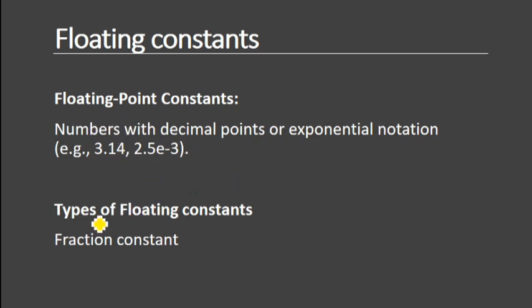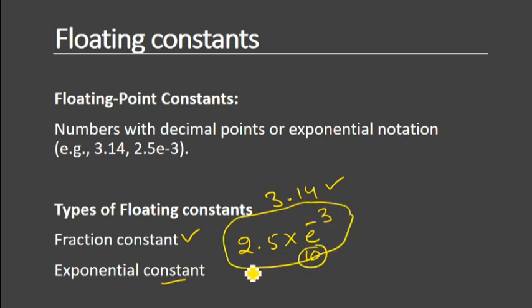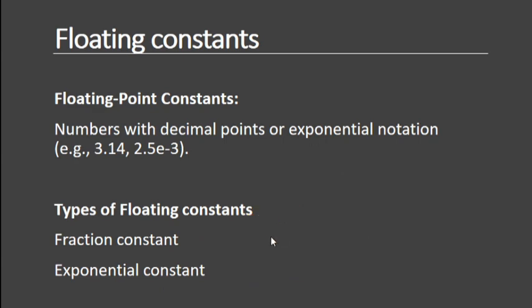So there are two types of floating point constants: fractional constant and exponential constant. For example, 2.5 into e to the power of minus 3. Here 3.14 is a fractional constant, and this is an exponential constant, right? So the base is 10 generally. If it is not mentioned, the base is 10. So this is an exponential constant.